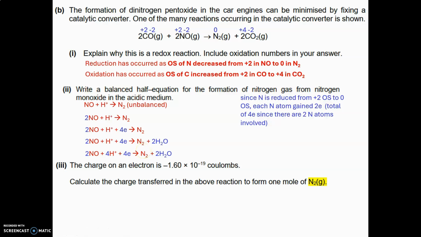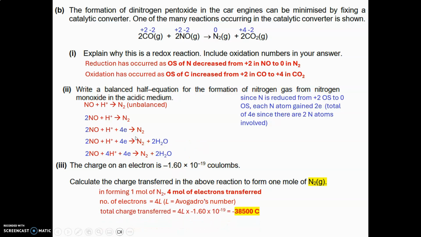Part 3, charge on electron is this value. Calculate the charge transferred to form 1 mole of nitrogen. So we note that when we form 1 mole of nitrogen, there is a 4 mole transfer of electrons needed. So the number of electrons would be 4 times Avogadro's number, which is 6.02 times 10 to the power of 23. And the total charge transfer would be this number of electrons multiplied by the charge of each electron, which will give you a total value of negative 38,500 coulombs.